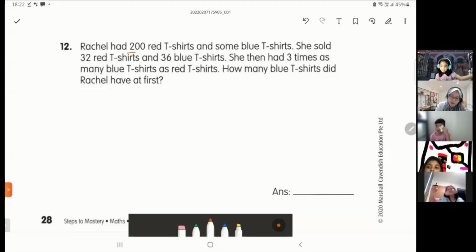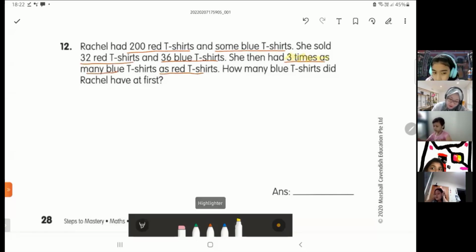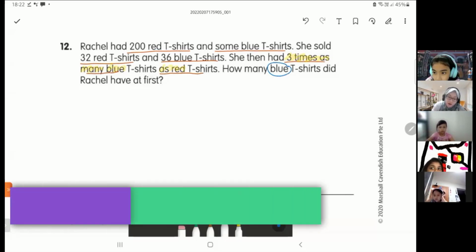Rachel had 200 red t-shirts and some blue t-shirts. She sold 32 red t-shirts and 36 blue t-shirts. She then had 3 times as many blue t-shirts as red t-shirts. This is a very important phrase: as many blue as red. Okay, that's why I highlight in yellow. Very important. And then how many blue t-shirts did she have at first?